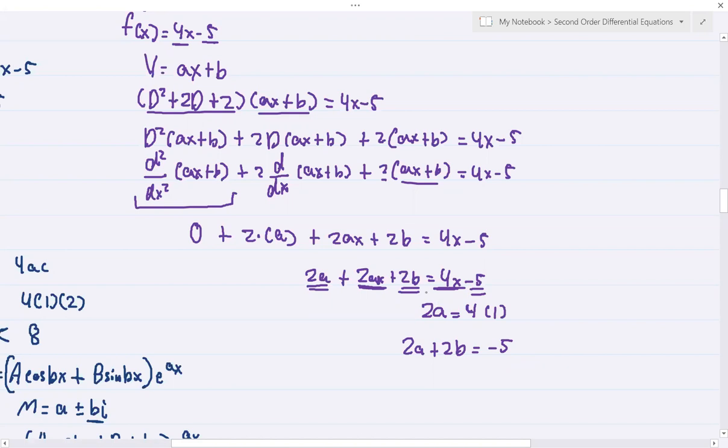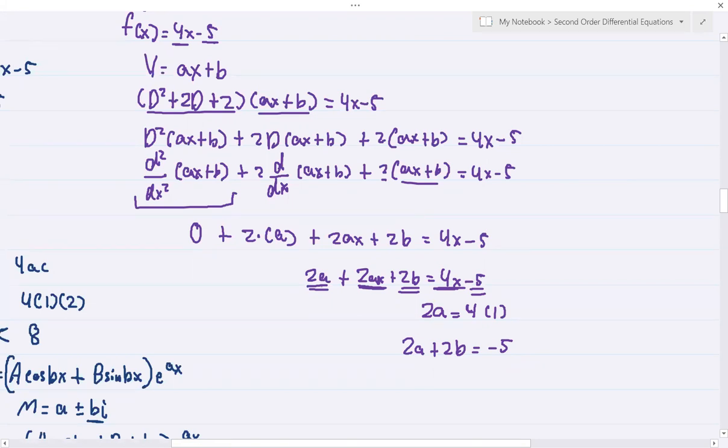So basically, we're going to equate terms that are similar to each other. On the left side, we have 2ax, and on the right side, we have 4x. Since both of them are similar, we will have 2ax is equal to 4x. And since there are x on both sides, we will have 2a is equal to 4.